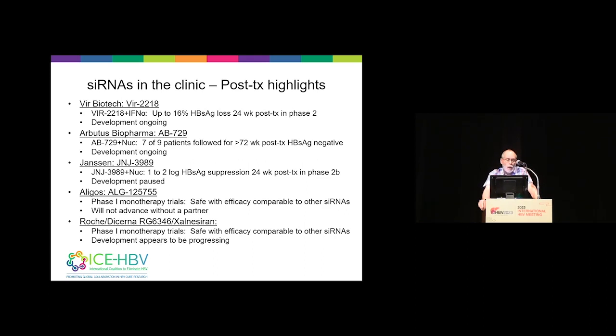Oligos has a molecule called 125-755. It's doing well in phase 1 monotherapy trials, safe, and it's got decent efficacy, but of course in a phase 1 trial you don't know much about a molecule yet. And then Roche and Dicerna have a molecule, I'm just going to call it 6346. It's in phase 3 monotherapies. Again, safety and efficacy are looking decent, and development appears to be progressing, again, from what I can gather from the publicly available information.